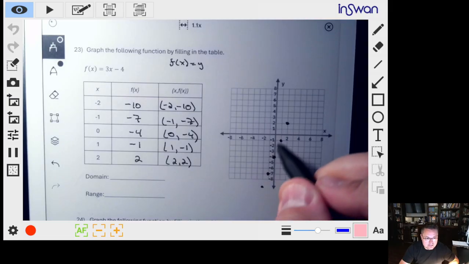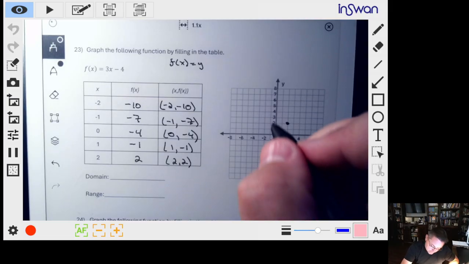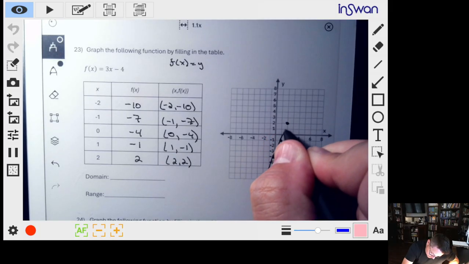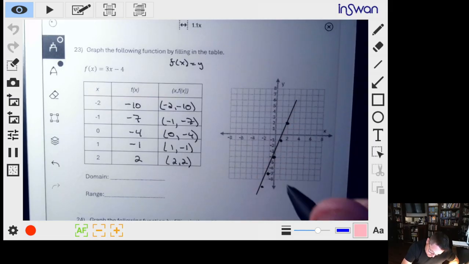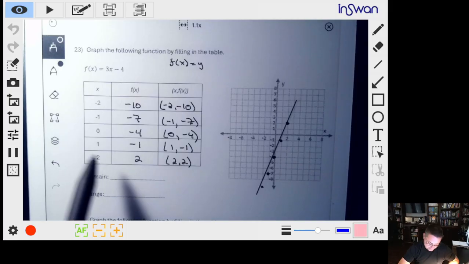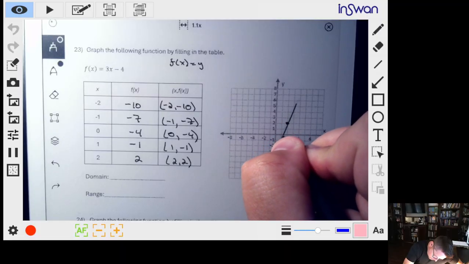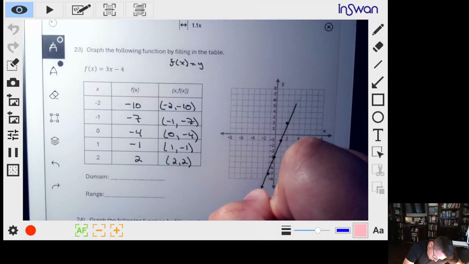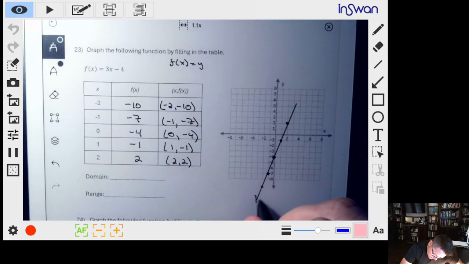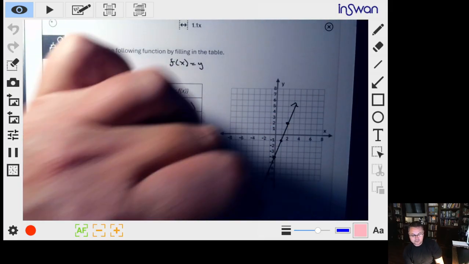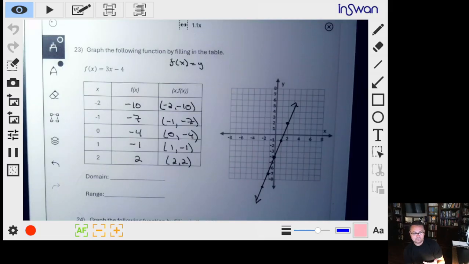So we can see that we got this nice line here. So we're just going to go ahead and connect the dots as best we can. Ugh, that didn't look so nice. Let's try it again. Okay, look at that. Very good. Okay, so there is the graph of our function, and I put arrows on the end to indicate to the reader that it does indeed keep going in both directions.